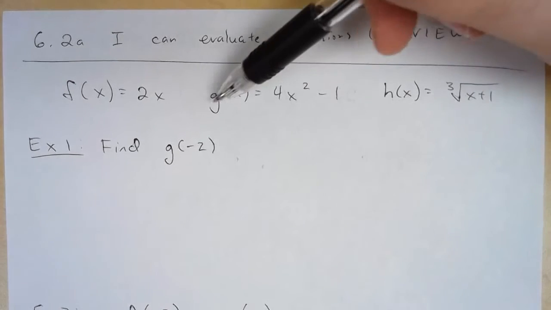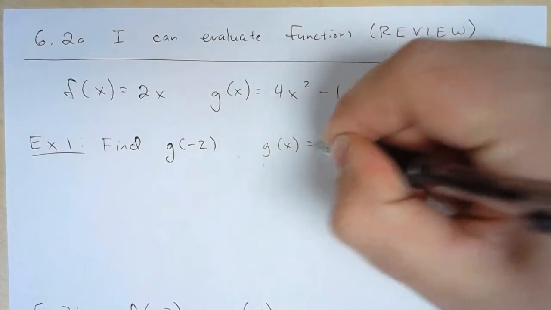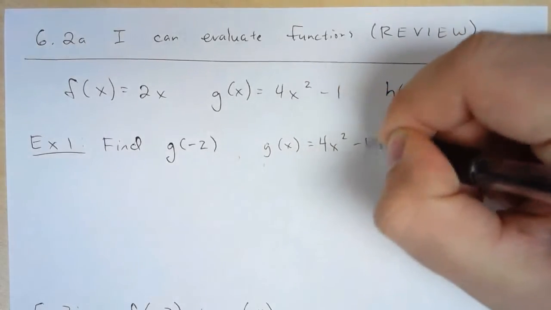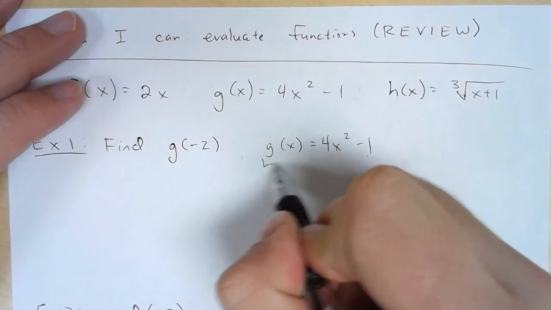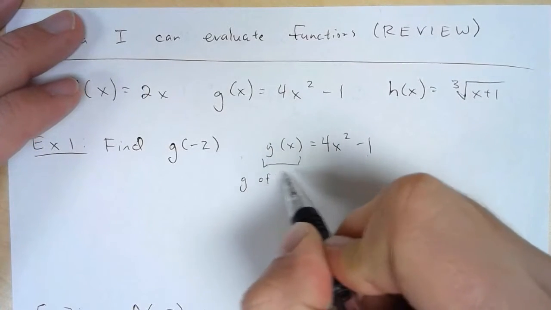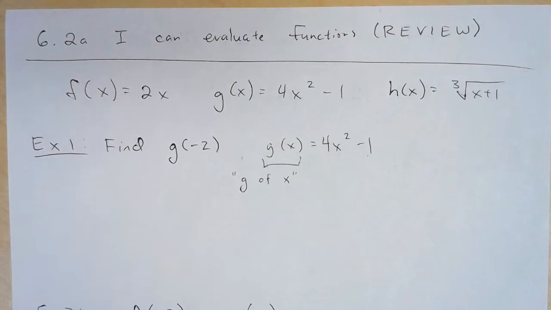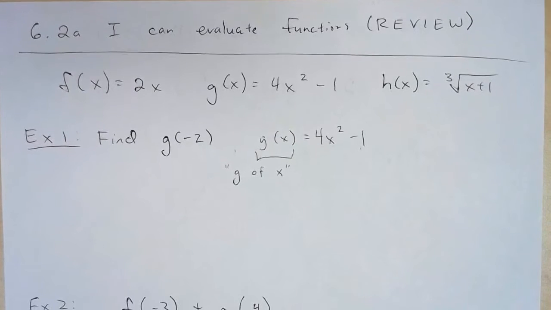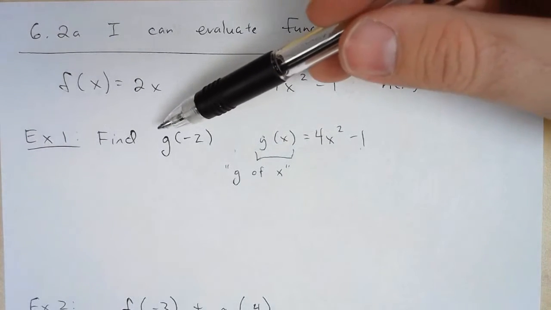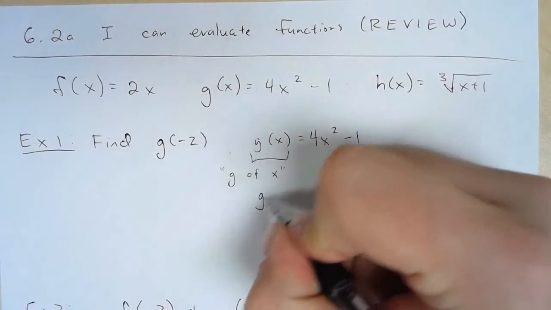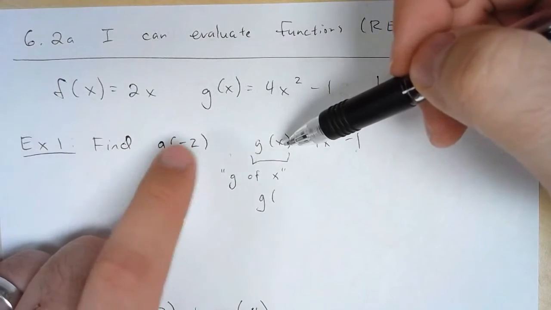So we know g of x is 4x squared minus 1. So I'm just going to copy that over. And remember, this is not g times x. This is pronounced as g of x. And it's one unit. And it kind of takes the place of y. I like it better in function notation, which is what this is, because this says our input value. So we know our input value for g of negative 2 is negative 2. So instead of writing x, I need to write negative 2.